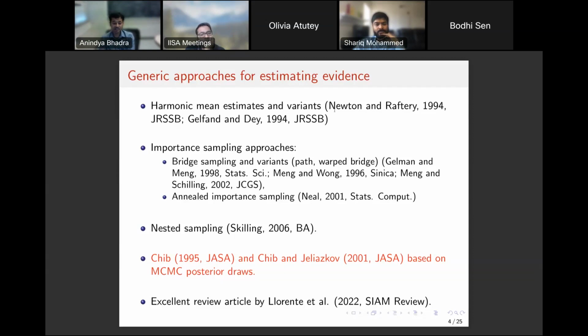There exists an approach by Radford Neal. This is interesting: annealed importance sampling, which essentially samples from the prior and then creates an annealed version of the prior itself. That one is a little more interesting and more broadly applicable. There exists nested sampling by John Skilling.